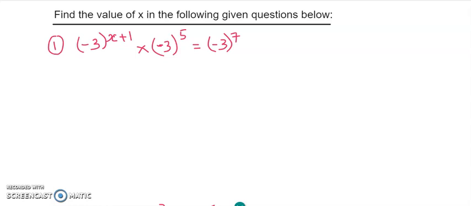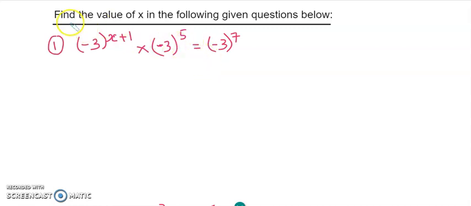Hello everyone. In this video, we'll be learning to find the missing, or we can say the unknown, exponents. As you can see in this question, (-3) to the power x plus 1 multiplied by (-3) to the power 5 equals (-3) to the power 7. It has an equal to sign, a very different question, and we are going to do it by applying the law of exponents and negative exponent rules.